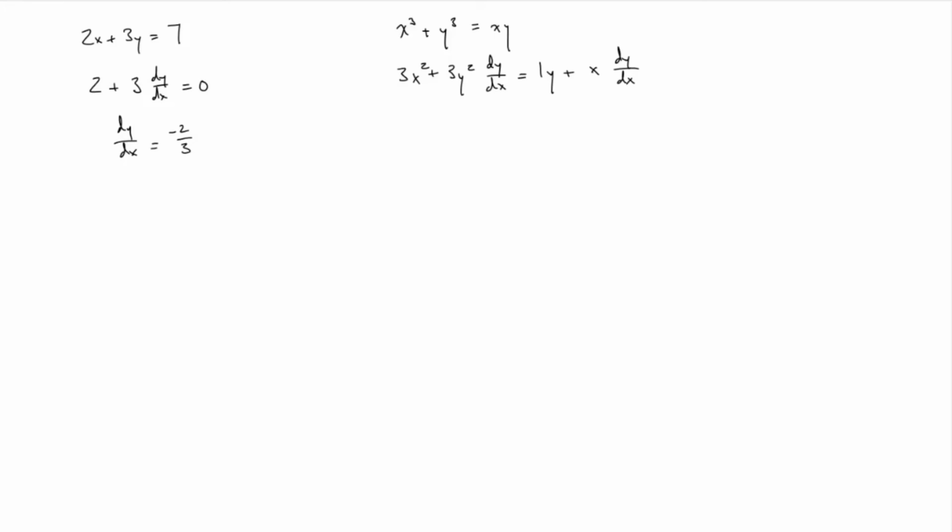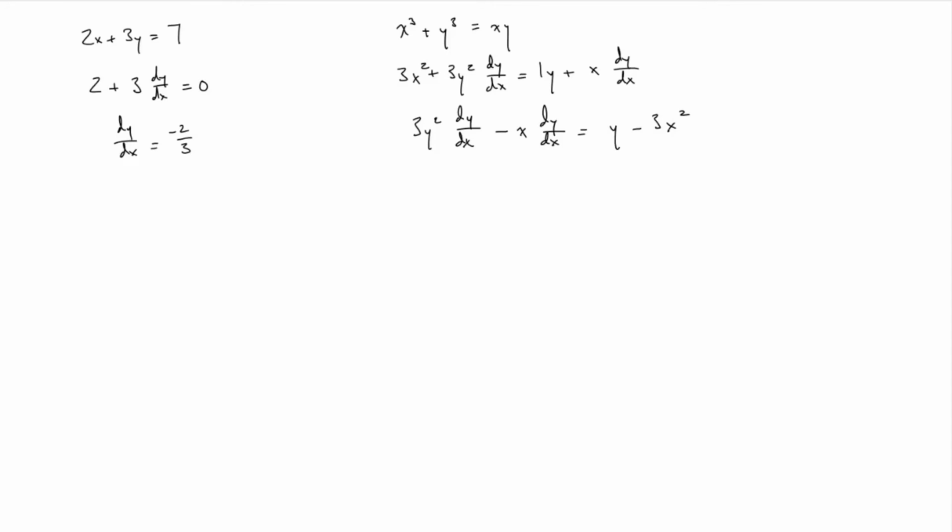All that's left is algebra. We want to solve for dy dx. So we get everything with a dy dx in it on one side of the equal sign and everything that doesn't have a dy dx in it on the other side of the equal sign. Meaning, subtract x dy dx from both sides of the equation, and subtract 3x squared from both sides of the equation.